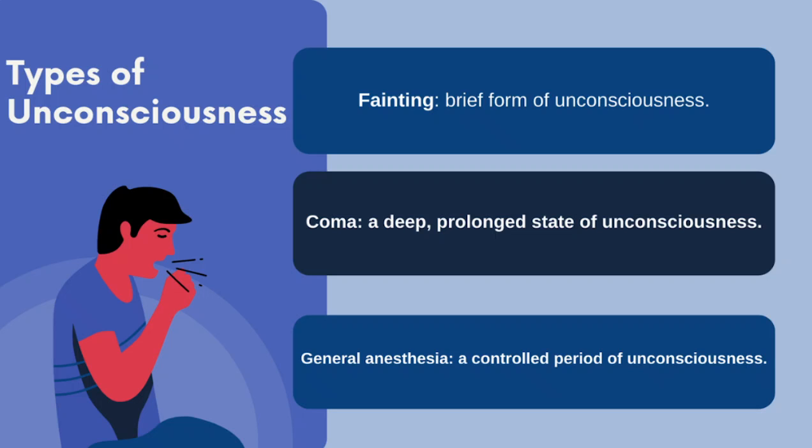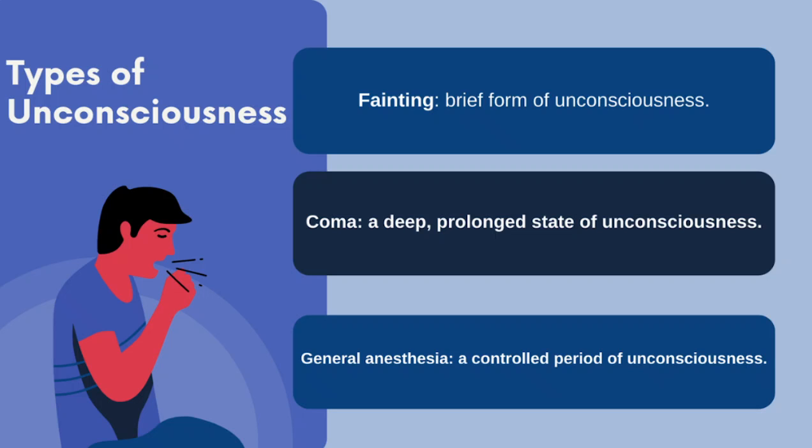The first one is called fainting. It is the brief form of unconsciousness which happens in just a short period of time. When a person has been in an unconscious state for a longer period of time, that person is in a state of coma. And lastly, general anesthesia is where the period of unconsciousness of a person is controlled, which is mostly done during medical surgeries.